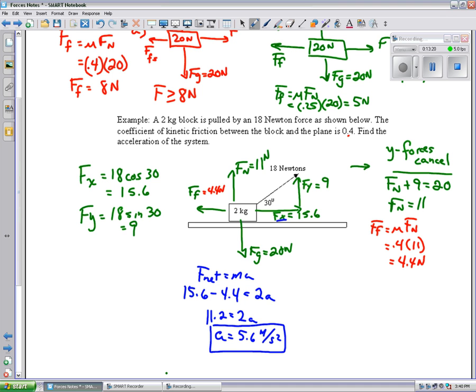Now that was kind of a tricky problem because we had to use the Ff is mu Fn equation, which is new to you today, and then also the fact that this Fn did not balance gravity. We had to figure it out.